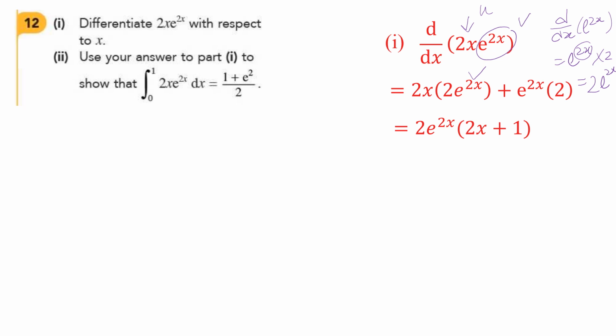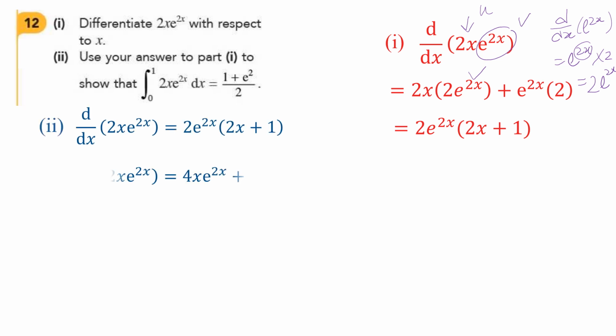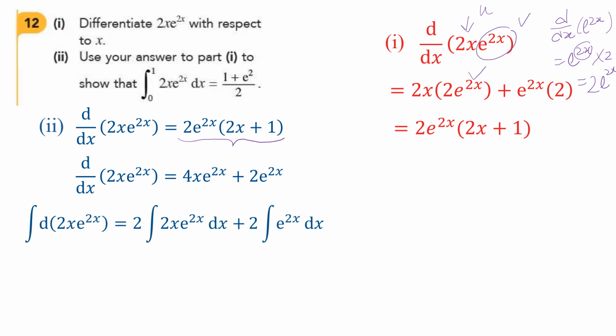Okay, so we're going to use part I to do part 2. How do we do it? Yes, by adding your integral sign. But before we add the integral sign, it's best to expand this. It's easier, it's manageable. I'll explain to you why. Expand it first and then add your integral sign.